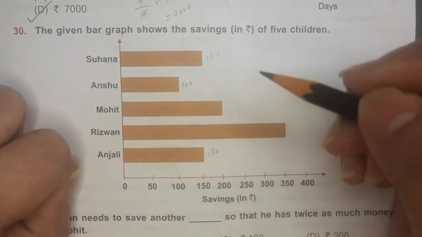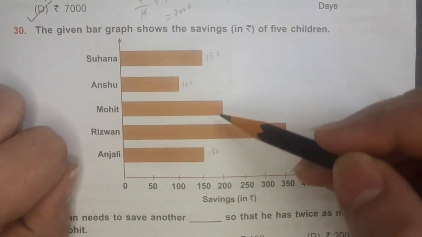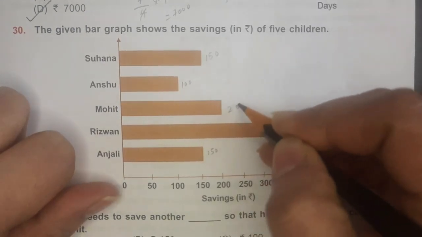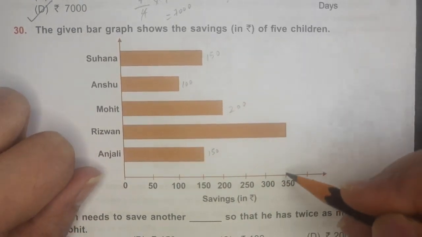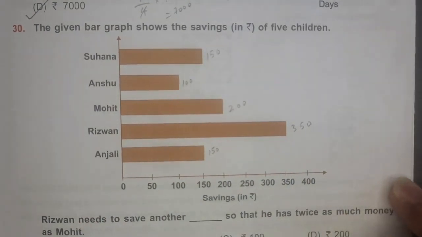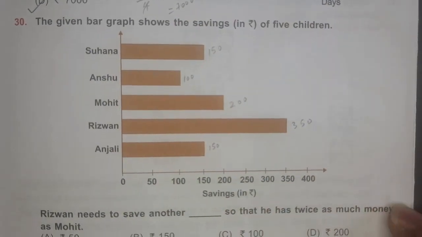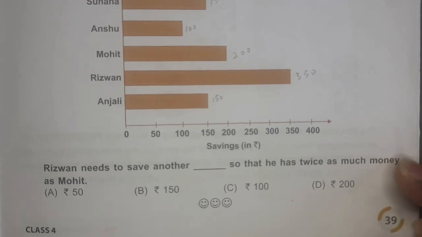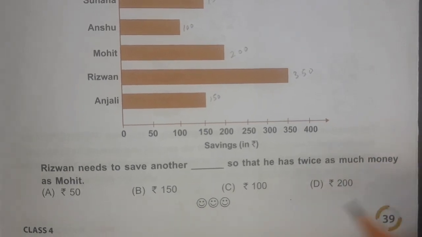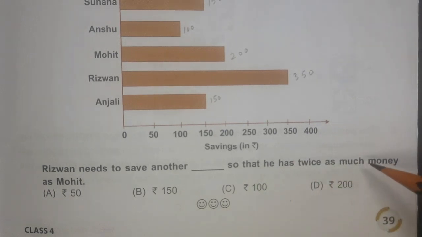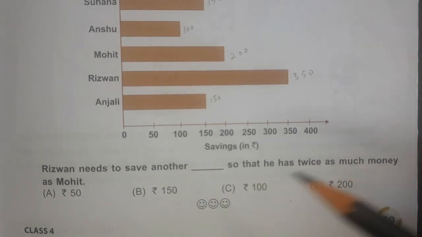And Anshu is 100 rupees. Anshu has saved 100 rupees. For Mohit, he has saved 200 rupees, and Rizwan 350 rupees. Okay, so after solving this graph, I will solve the question. The question says Rizwan needs to save another dash so that he has twice as much money as Mohit.